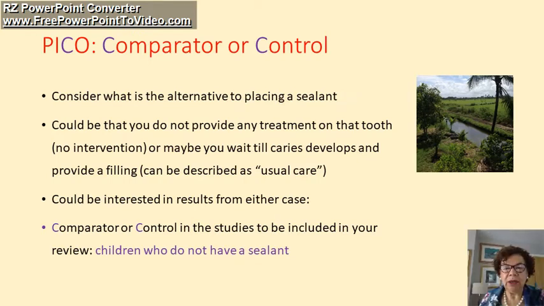The C in PICO is the comparator or control. We should consider what is the alternative to placing a sealant. It may be that we do not provide any treatment on that tooth, which would be classed as no prevention, or maybe we wait till caries develops and then provide a filling. This would be described as usual care. Both may be included in your review.